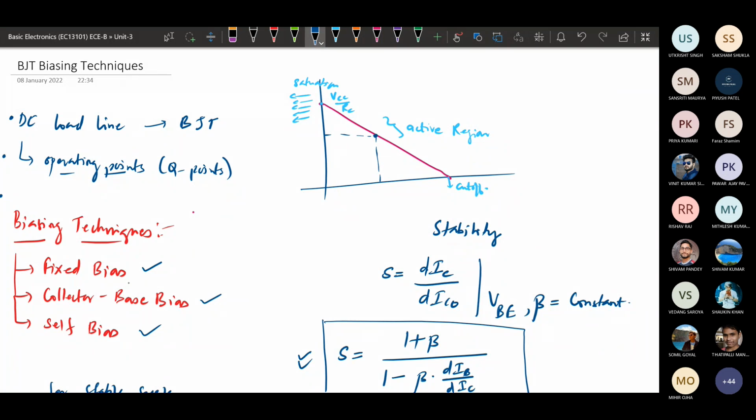The next topic, JFETs or MOSFETs, we will see in the next class.